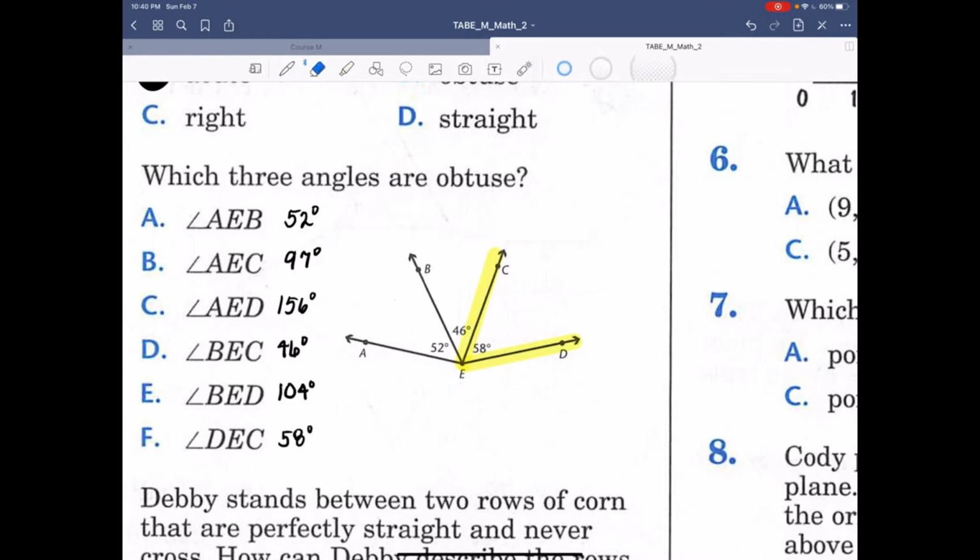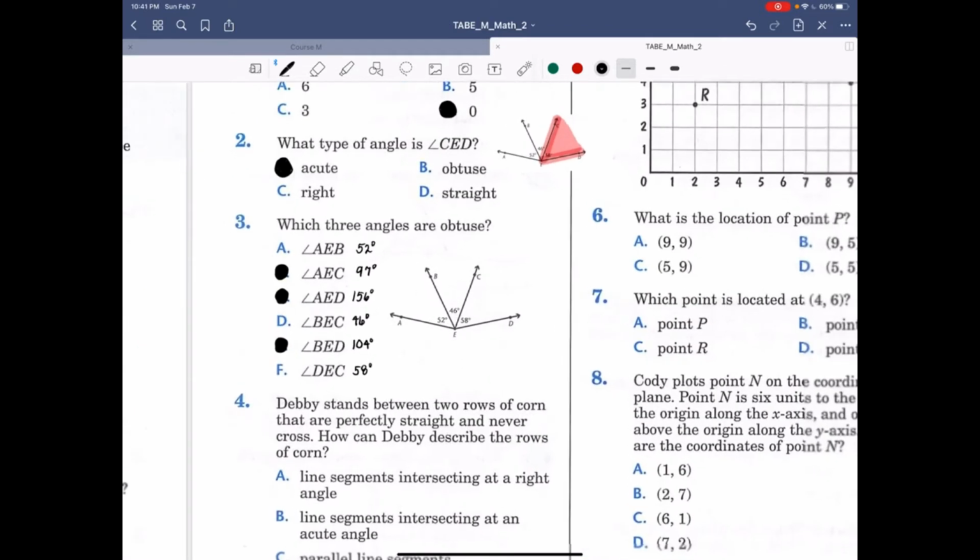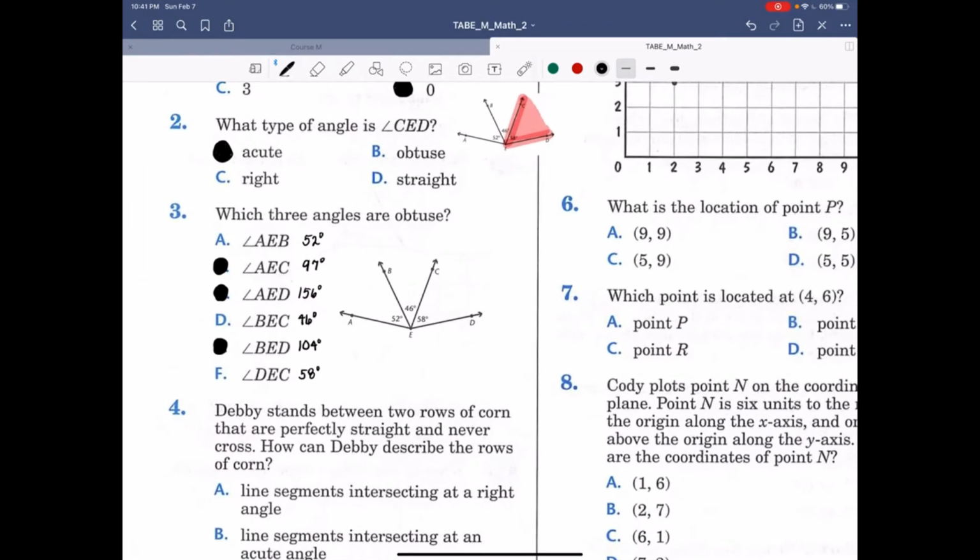We're looking for 3 of these that are obtuse. That means more than 90, but less than 180. So 97, 156, and 104. So for number 3, I like B, C, and E.